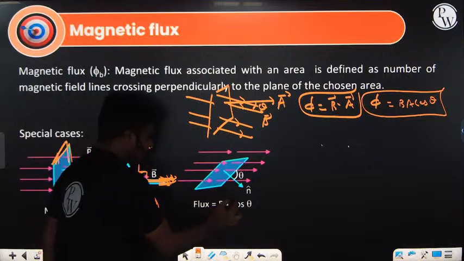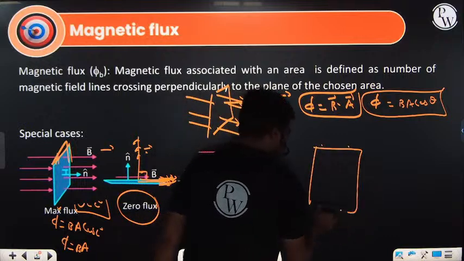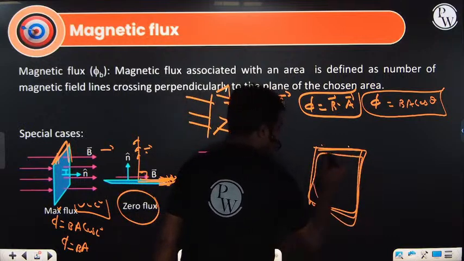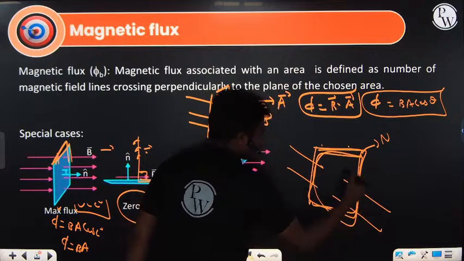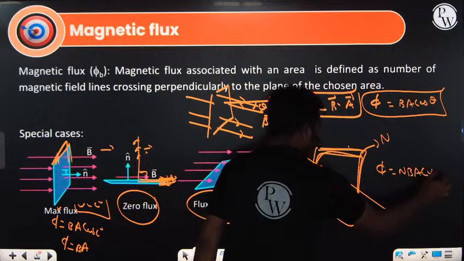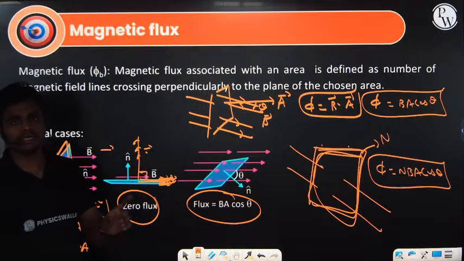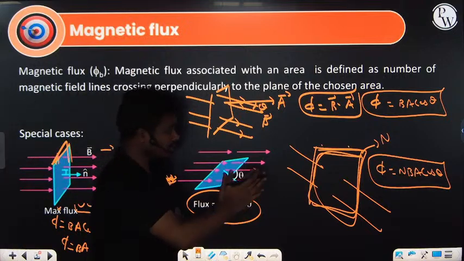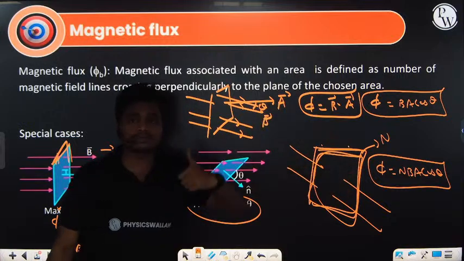In other cases, flux is given by cos theta. If the number of turns is also there in a given coil, 1 turn, 2 turns, 3 turns, like that, N turns, then the magnetic flux will be multiplied by N. Phi is equal to N B A cos theta, where N is the number of turns of the given coil. So this is the magnetic flux we have.